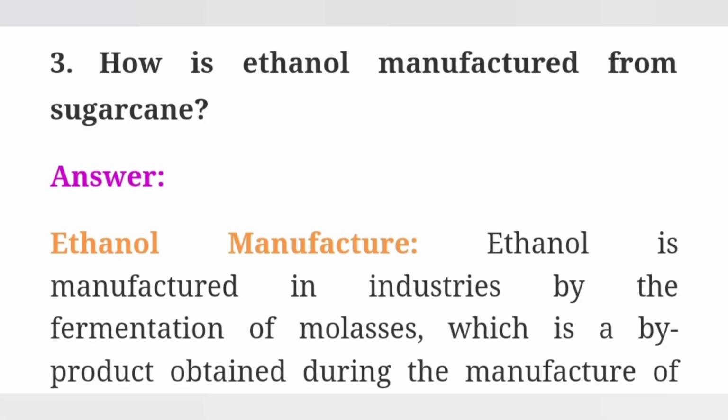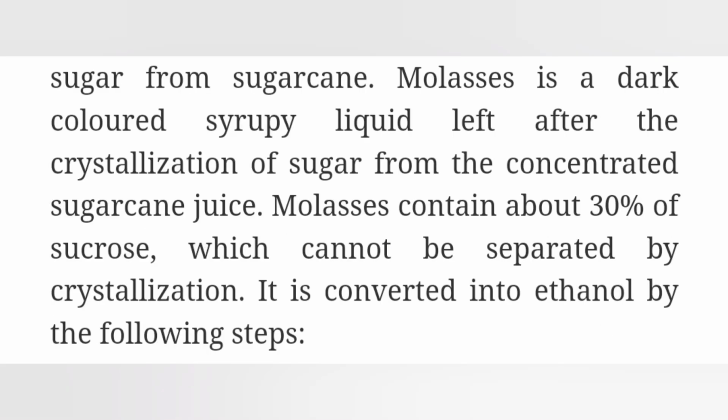Third question, how is ethanol manufactured from sugarcane? Answer, ethanol manufacture. Ethanol is manufactured in industries by the fermentation of molasses, which is a byproduct obtained during the manufacture of sugar from sugarcane. Molasses is a dark colored syrupy liquid left after the crystallization of sugar from the concentrated sugarcane juice. Molasses contains about 30% of sucrose, which cannot be separated by crystallization.